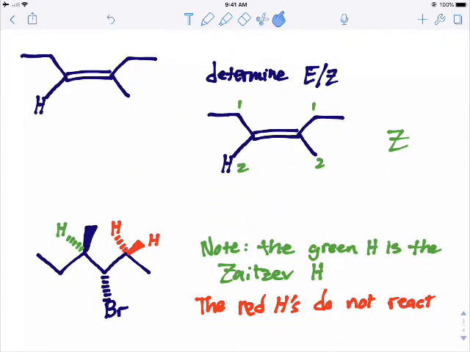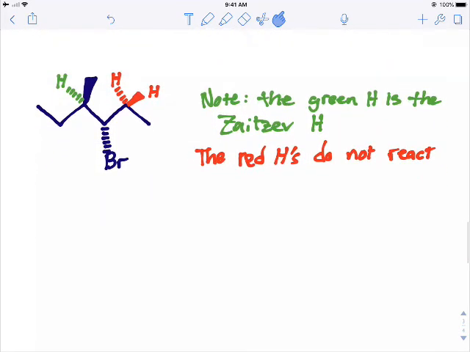If we were to draw this out, including where the ethyl groups are and the methyl group is, it would look like this. Again, I just converted the ethyls into line angle structure. The ones are together, the twos are together, so this is the Z geometry. So like I say here, the green H is the Zaitsev hydrogen. That's the hydrogen that is reactive in this reaction. And Zaitsev's rule explains the logic behind that. The red hydrogens, even though they are, first of all, greater in quantity and also adjacent to our leaving group, don't actually react.